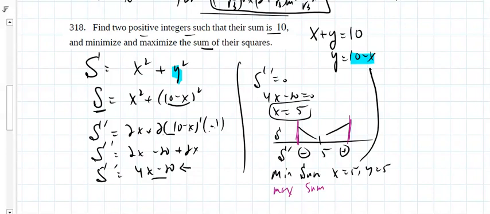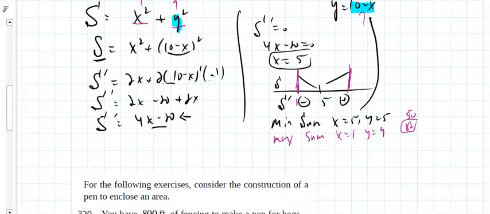Maximum sum, well, what's the smallest positive integer you could choose? It's on the left. 1 would be the smallest. If x equals 1, y would be 9. And that's how it works. Now check. If you put 5 in there and 5 in there, that's 50. And if you put 1 in there and 9 in there, 81 plus 1 is 82. That's the largest sum of squares you can get out of those.